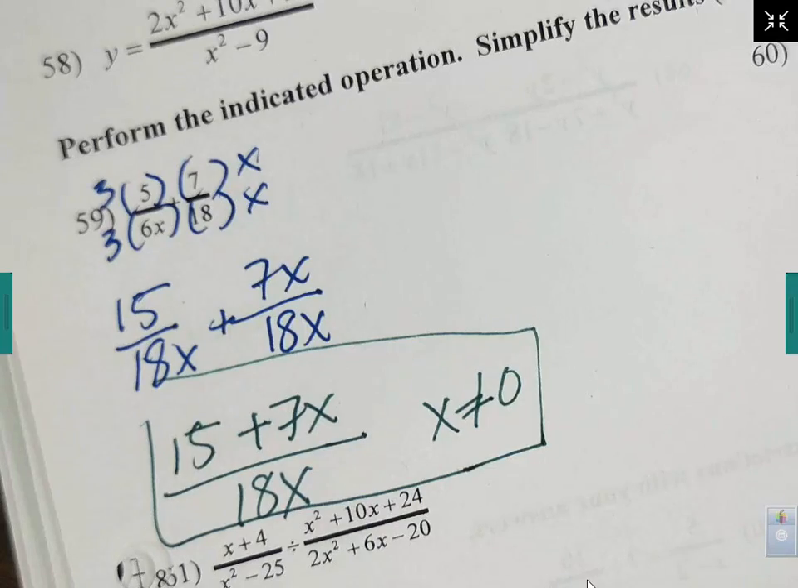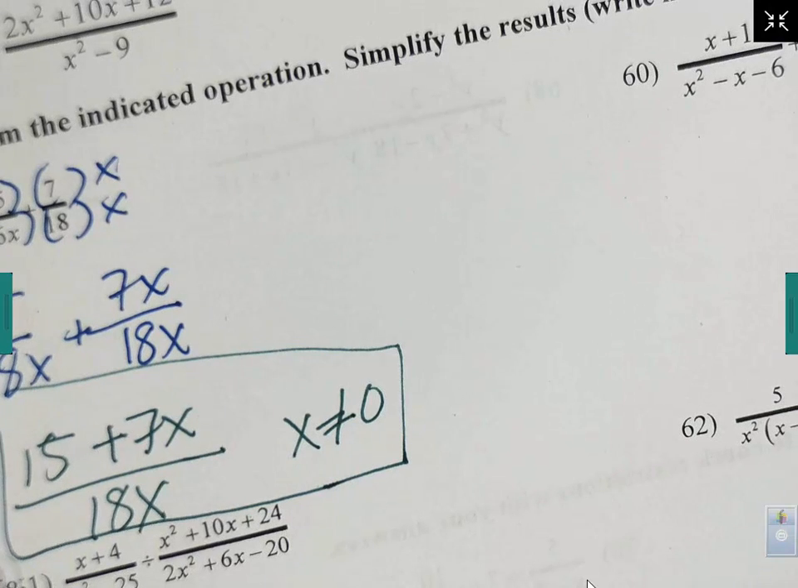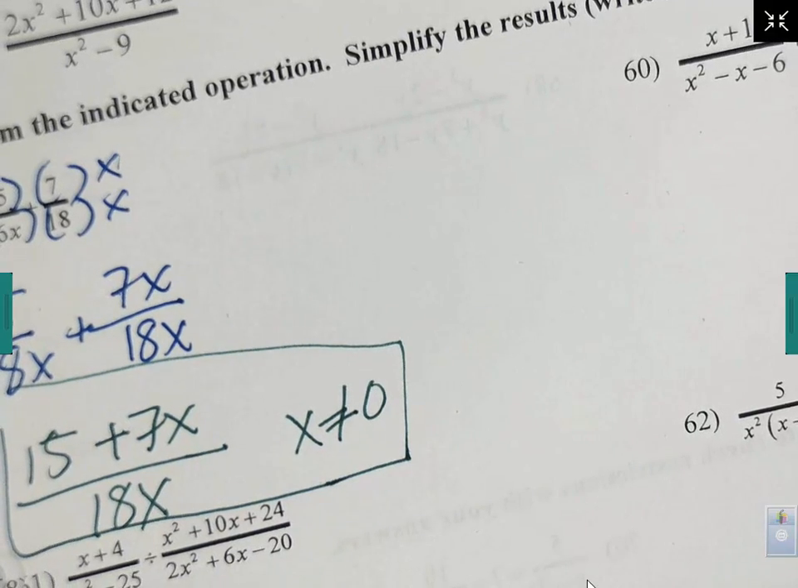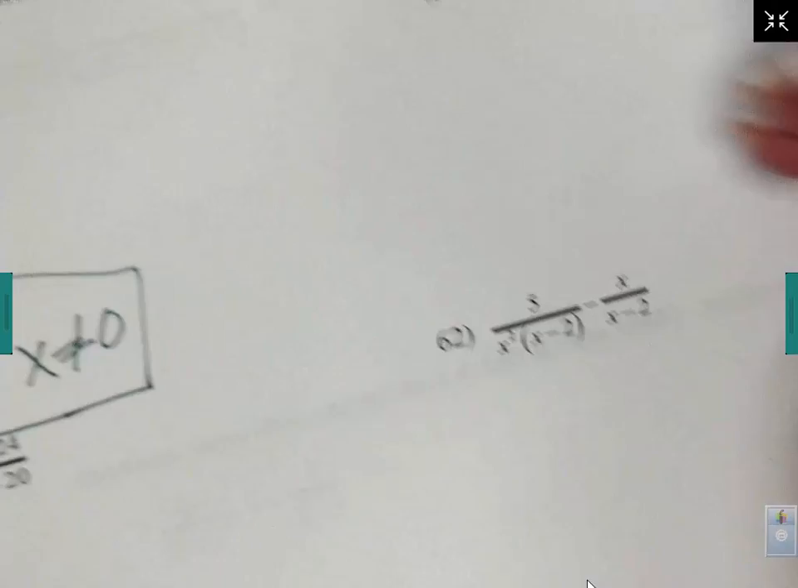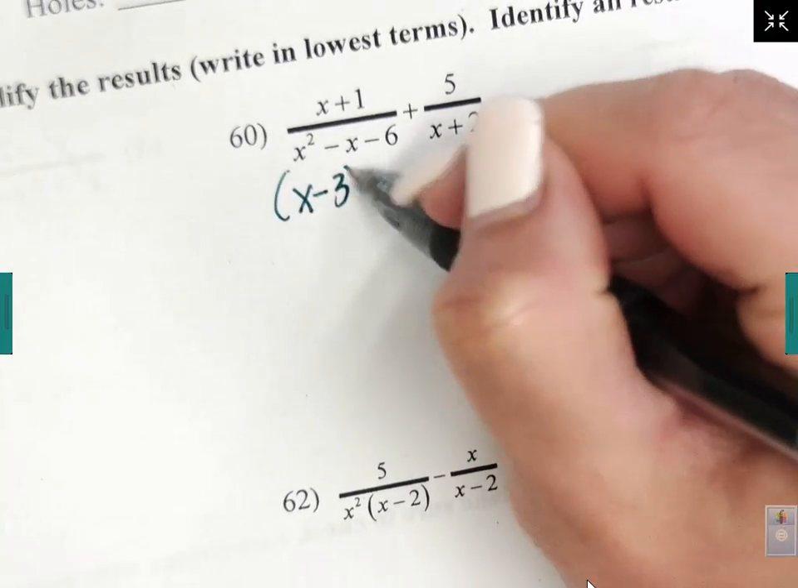All right, let's look at number 60. On number 60, we need to go ahead and factor this out, right? So we need to find two numbers that multiply to give us negative 6 and add to give us what? Good. What are those two numbers? Negative 3 times positive 2? Cool. Are y'all cool with me rewriting this as x minus 3 times x plus 2?